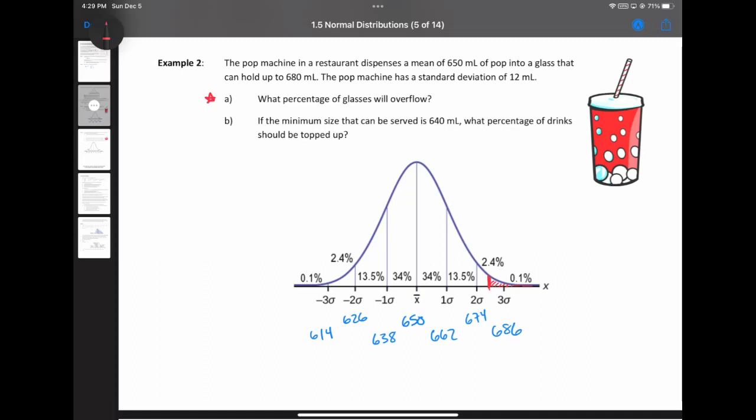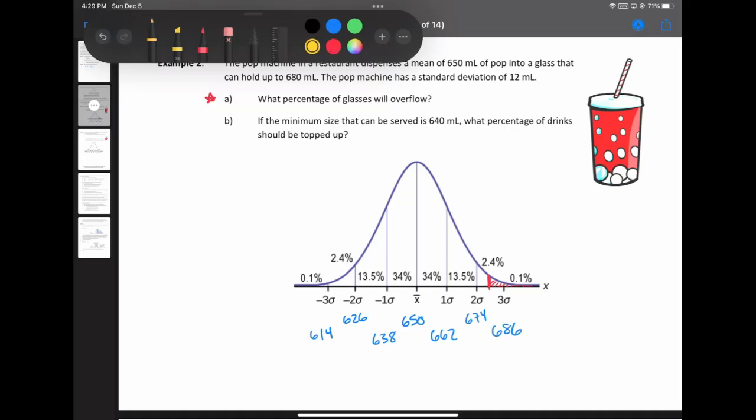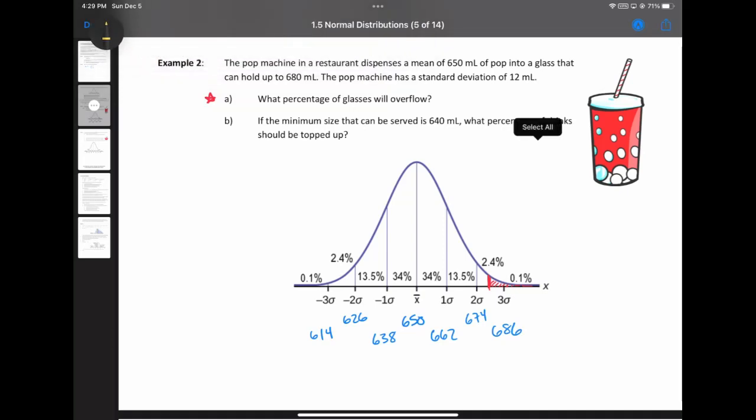And we'll do the math in just a moment, but before we do that, I'm going to switch colors and do the same thing for the ones that need to be topped up. They have to be topped up if they're under 640. And 640 is going to be about here, give or take. And I'm just going to try not to overpower the numbers that are there, but that's going to be that region. So those are the ones that need to be topped up.